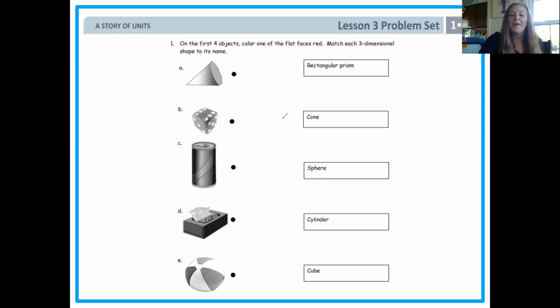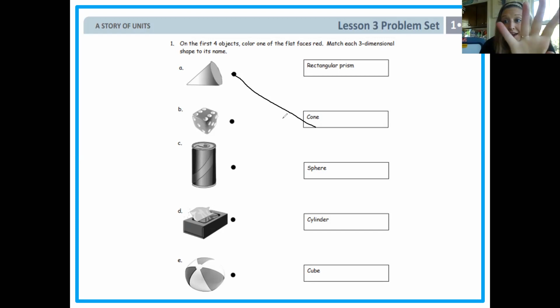All right, if you need more time, go ahead and pause it. I'm going to share our answers. So I know for A, it has a flat circle bottom and one vertice or point at top. So I know that is how we describe a cone. Right here, I have this dice. I can see that every single side is square. So every face is square, and it has 6 faces. So that would be my cube, okay?